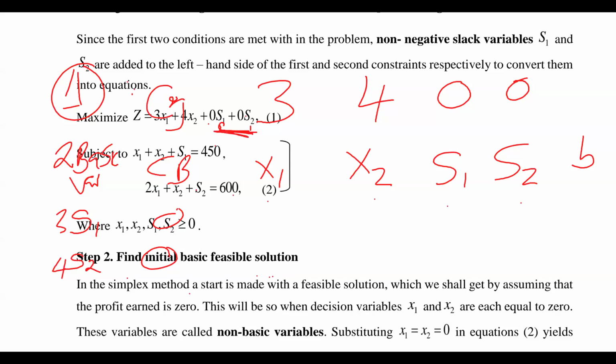What of x1, x2, s1, s2? These are the coefficients of this. This is the coefficient 3 here. Just focus on the objective function. This is 3x1, 4x2, 0s1, 0s2. You get what?